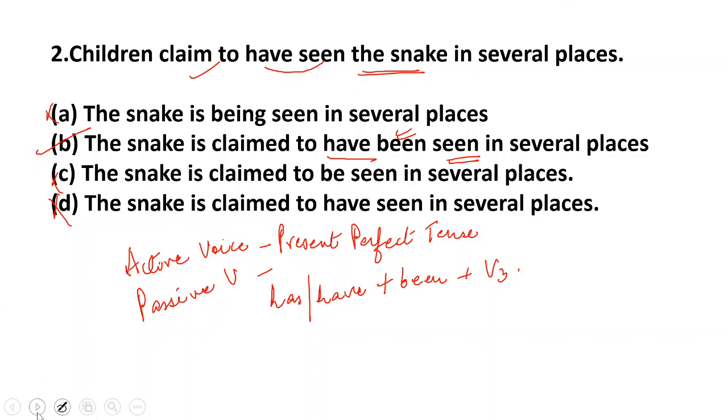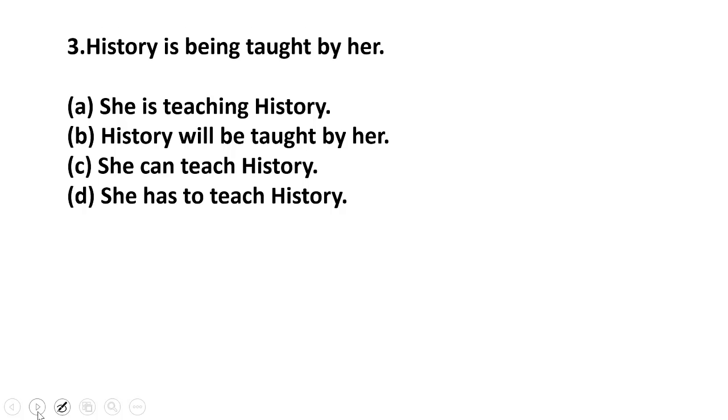Next one. History is being taught by her. This is all present tense. In the present tense it is. So history is being taught by her. Now, how can you identify this sentence? History is being taught by her. The teaching is done on history. History is being taught by her. So it is in the passive voice.